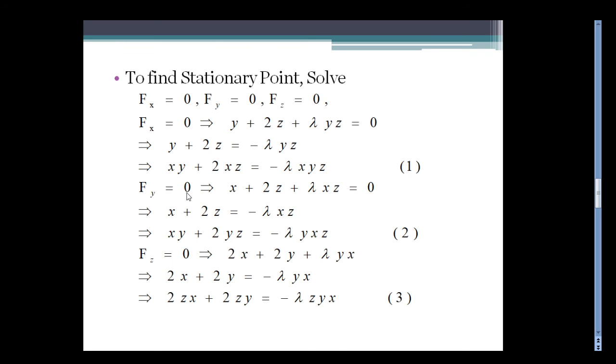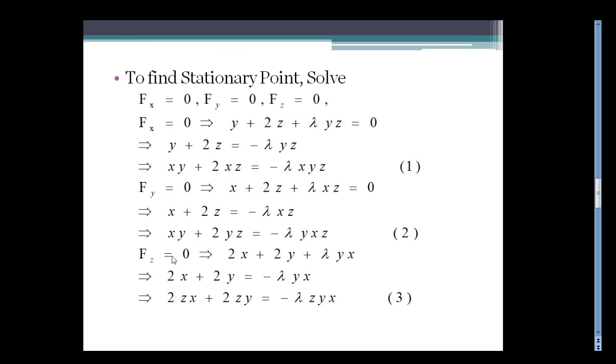Now take fy equal to 0, x plus 2z plus lambda into xz. Take it to the opposite side. Then multiply with y. We get xy plus 2yz equal to minus lambda xyz. Let us take it as the second equation.